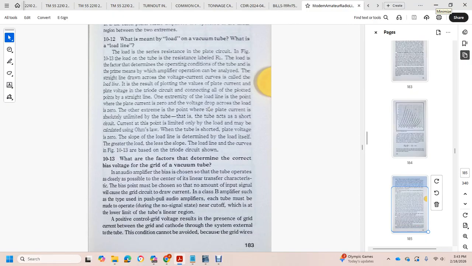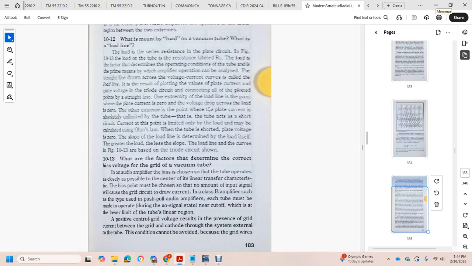Figure 10.13 shows the factor to determine the correct bias voltage of the grid in the vacuum tube of the audio amplifier. Bias is shown within the tube to operate closely within the possible linear portion of the transfer characteristic. The bias point must be set with no input signal. With the class B amplifier, shown for push-pull audio amplifiers, each tube must be operated during no signal at or within cutoff, which limits the tube's linear region.